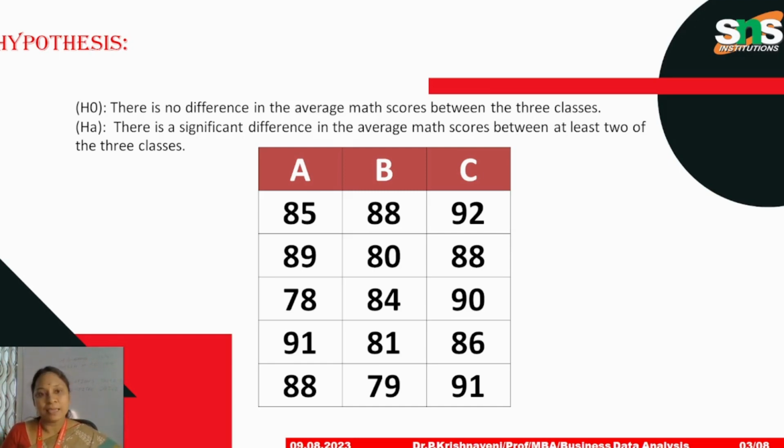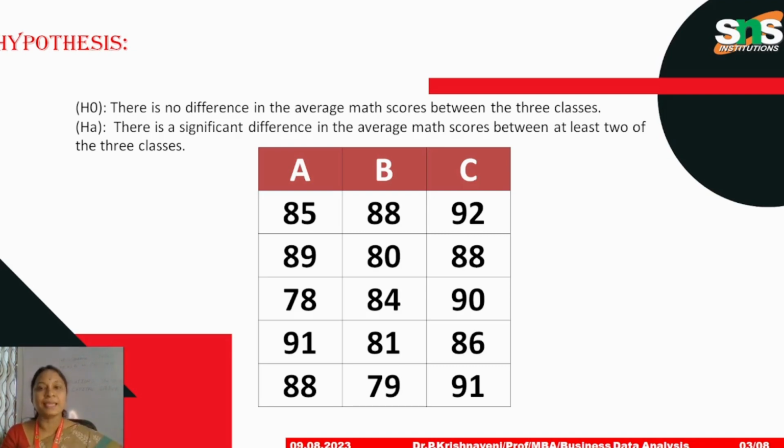Initially, our objective is: is there any significant difference among the average math score of the three classes? Based on this, we are going to formulate the hypothesis. First, our null hypothesis: there is no significant difference in the average math scores between the three classes. The other one, the alternate hypothesis: there is a significant difference in the average math score between the three classes.